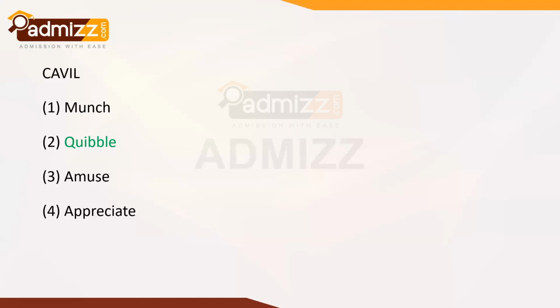Because cavil means to make unnecessary objections at a particular statement or at a particular implication, right? And quibble means to do exactly that. It means to interfere unnecessarily, right? So these two have got the exact same meaning, and that's the reason why quibble is the right answer.